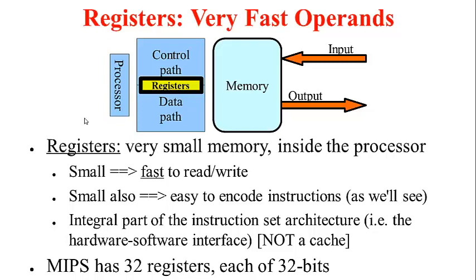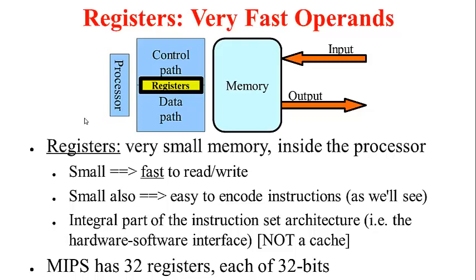It is now time to introduce the notion of registers. Registers are very fast operands. Registers are very small memory which reside inside the processor. They are an integral part of a processor. The fact that this memory is small implies that it is very fast to read and write. This is important in determining the performance of the processor. The small size of the memory representing registers also means that it is easy to encode instructions from assembly language to machine language, as we will see when we come to instruction encoding.